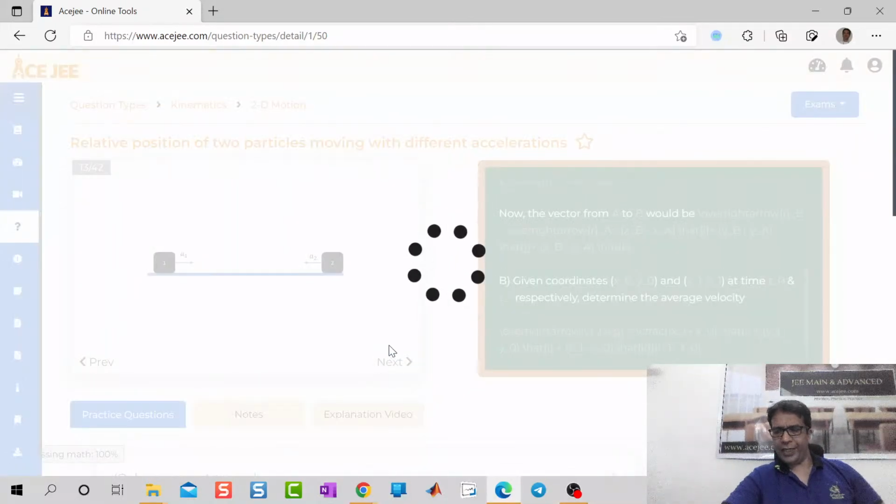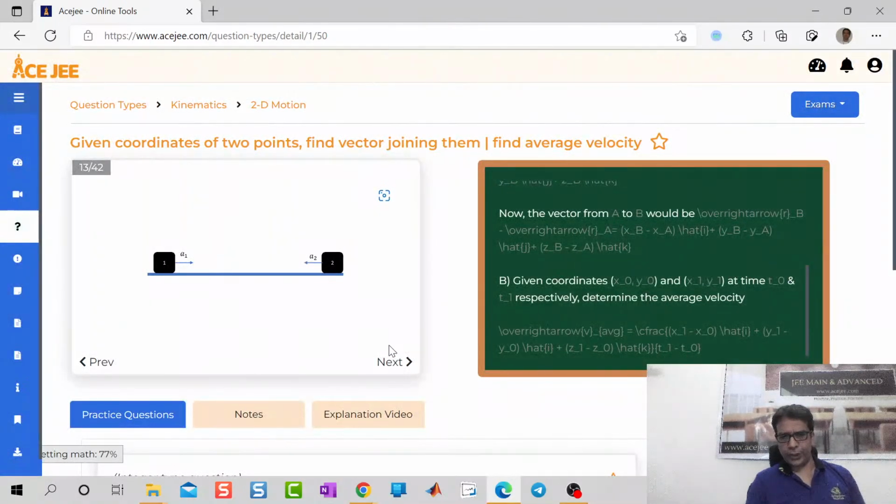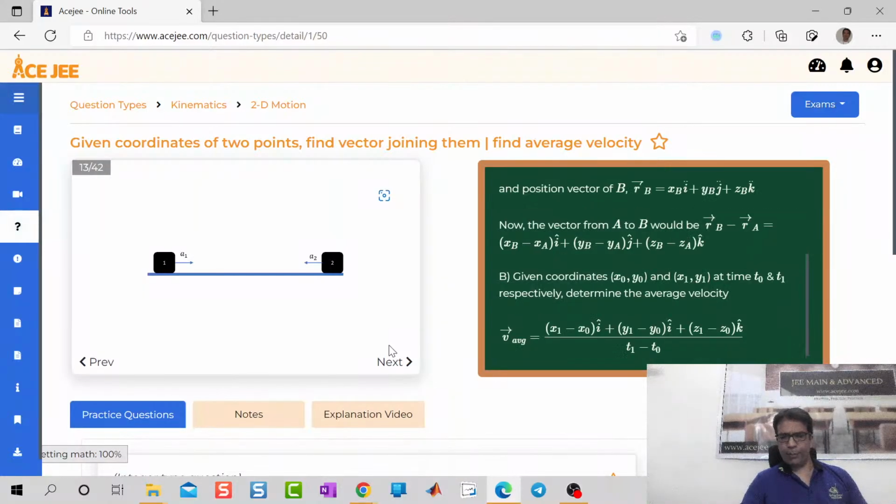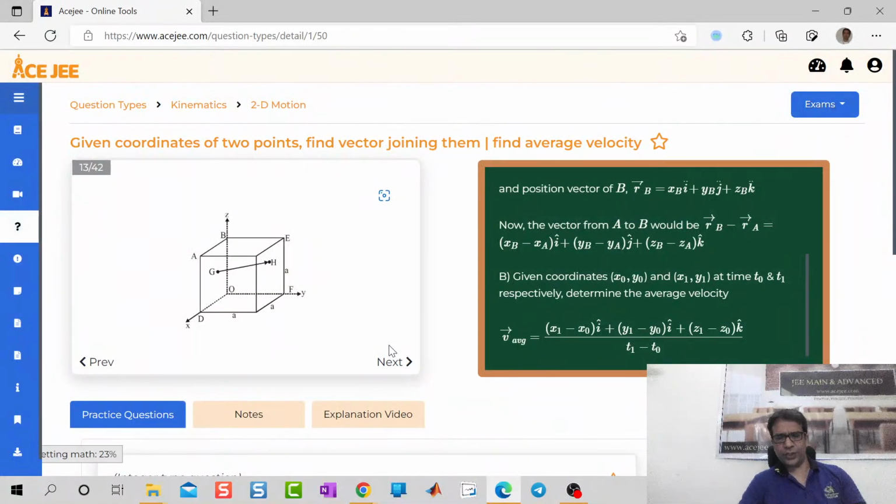Now we're going to get into two-dimensional motion. Before we get into two-dimensional motion, the projectile motion, let's get familiar with some basic things such as the displacement in two dimensions, or the velocity in two dimensions. So let's get comfortable with that concept.